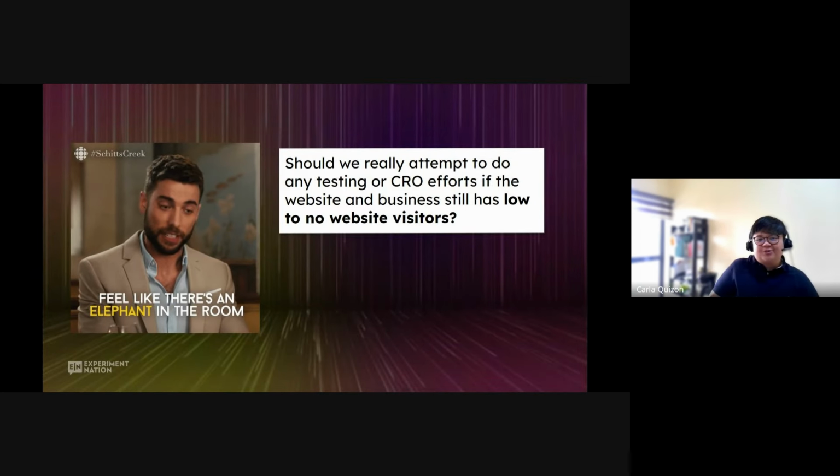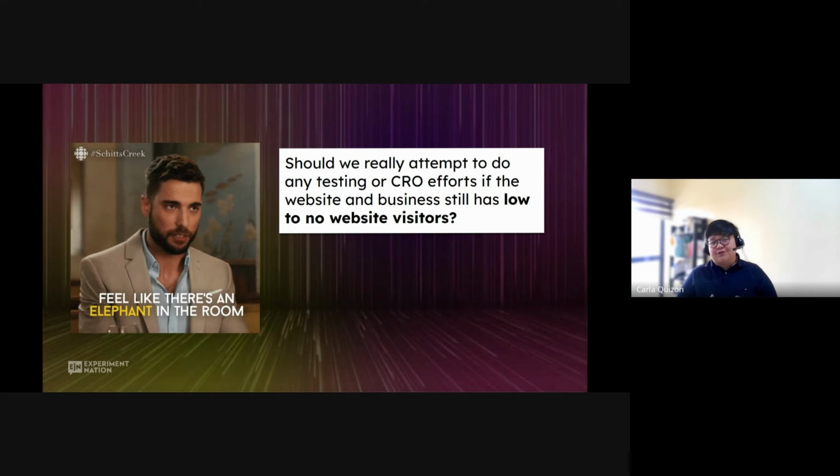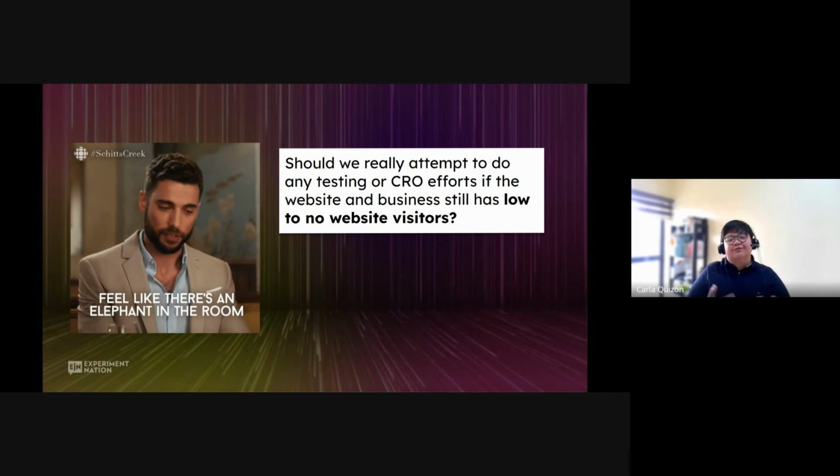Let's start this session by addressing the elephant in the room. Should we really put that much effort into attempting any form of testing and CRO for these projects or businesses with very little power? Statistics and data science remind us that we need to satisfy certain sets of criteria to begin and be able to trust and replicate the results that we will get.